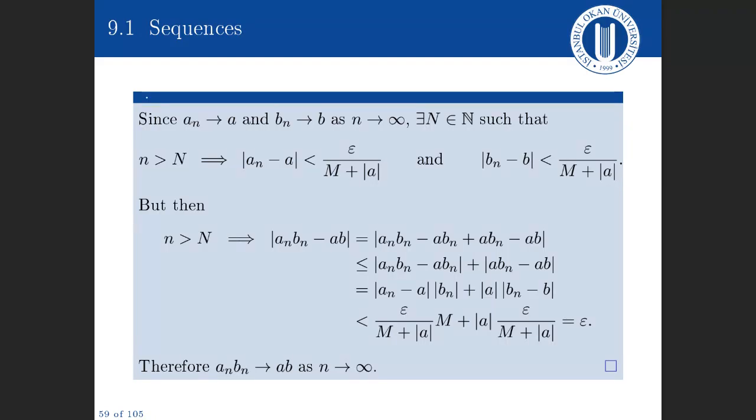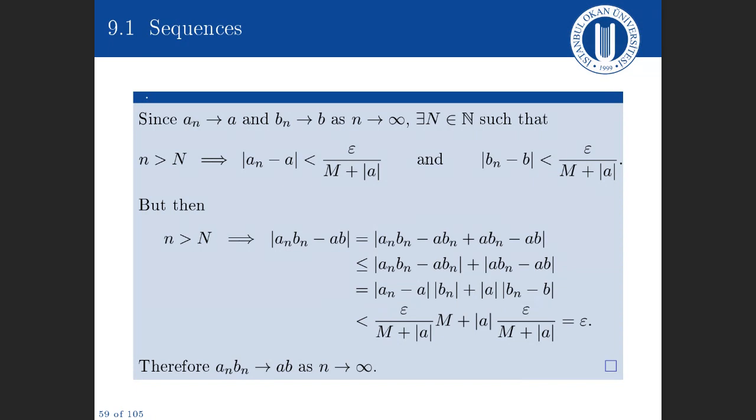But then we can finish the proof. If n is bigger than capital N, I want to show that this is smaller than epsilon. And the way I do it, first I'm going to subtract and add the same thing: subtract A b_n and then add A b_n. And then I'm going to use the triangle inequality to split that into two absolute values. I have the absolute value of a_n minus A multiplied by the absolute value of b_n, plus the absolute value of A multiplied by the absolute value of b_n minus B.